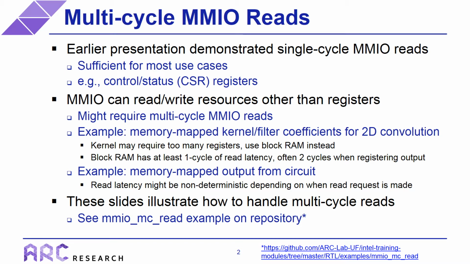So the example that I'm using from the repository is this MMIO MC read. MC is for multi-cycle read, and the link to the example code on the repository is shown at the bottom of the slide.